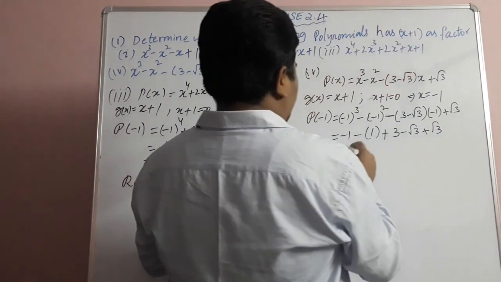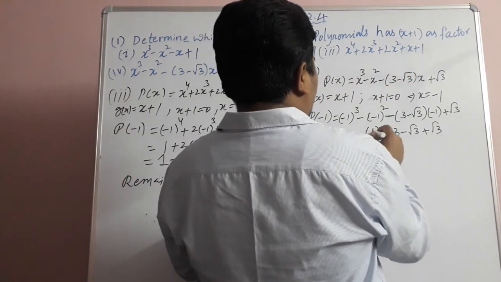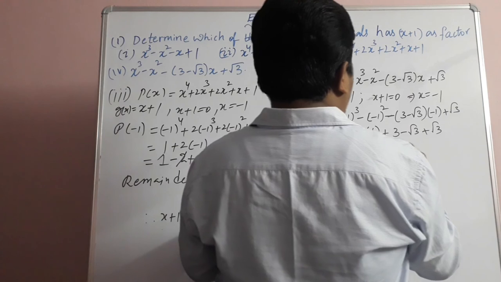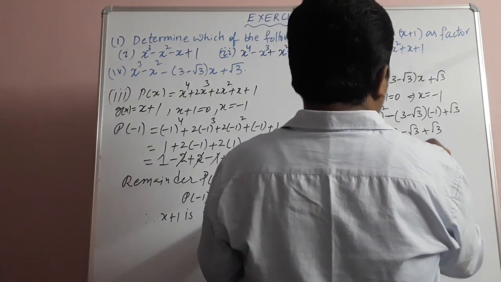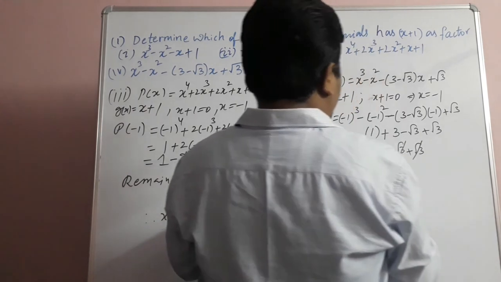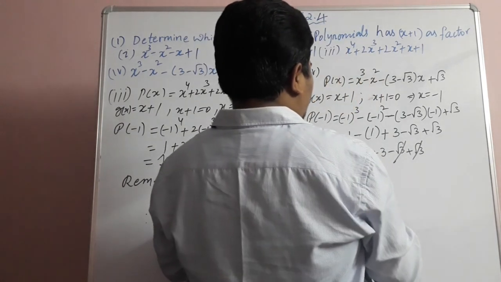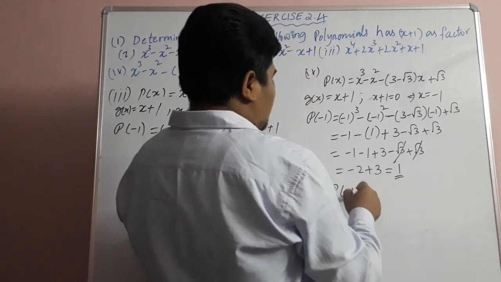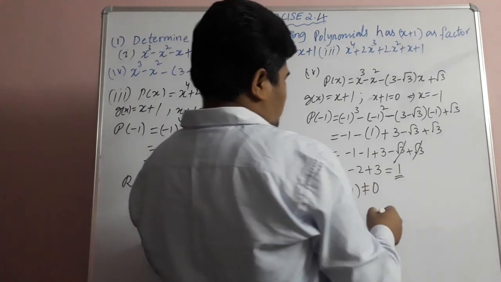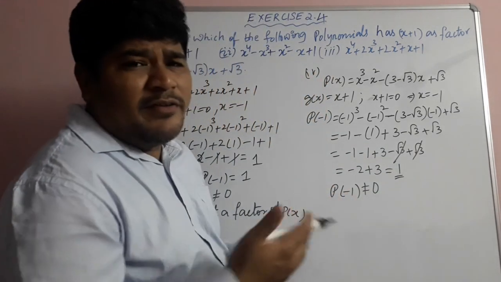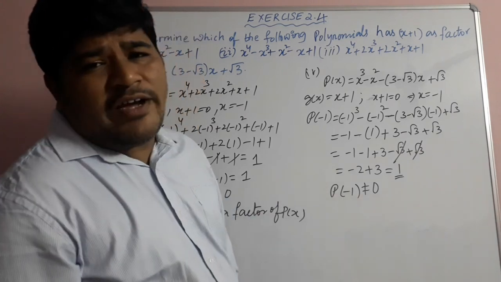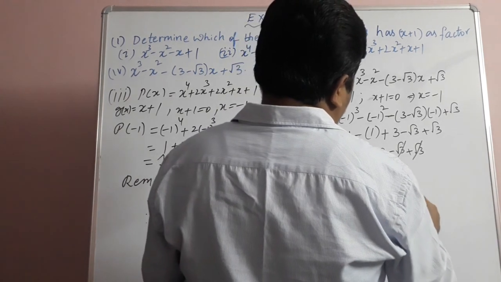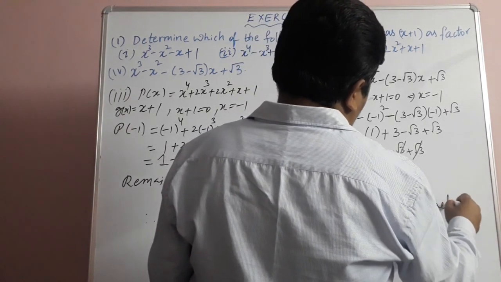Okay now, here see minus 1. So minus into plus is minus 1 only. Plus 3. Okay. Minus root 3 plus root 3. So children, minus root 3 plus root 3 get cancelled. Minus 1 is minus 2. Minus 2 plus 3 we will get 3 minus 2, which is nothing but 1 only. So children, here also we got a non-zero remainder. Okay, so if we get remainder 0, then the divisor is a factor. But children, here we got a non-zero remainder. So therefore, x plus 1 is not a factor of p of x.